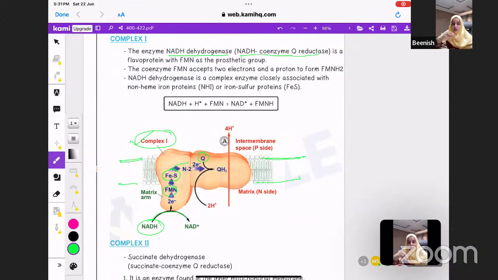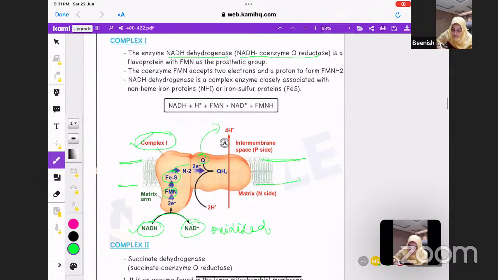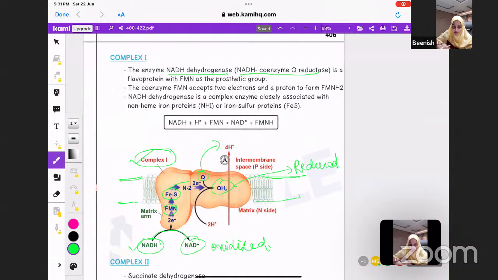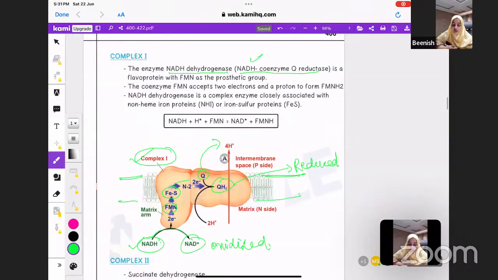If at all you want to know, complex 1's components are FMN and iron sulfur clusters. Then from complex 1, coenzyme Q, which is a mobile carrier, is going to come and take electrons. So NADH is getting oxidized and coenzyme Q is getting reduced. Therefore, it is also known as NADH Q oxidoreductase, because NADH gets oxidized and Q, that is ubiquinone or coenzyme Q, gets reduced. Therefore, this is another name.